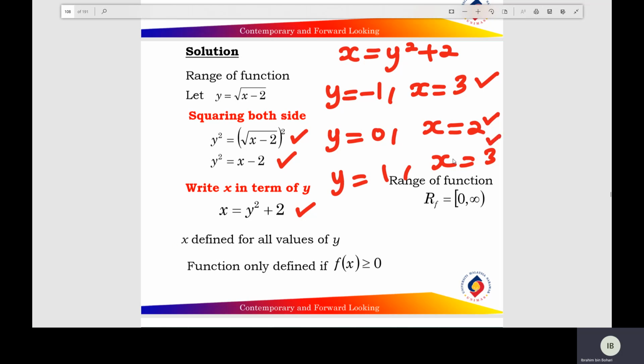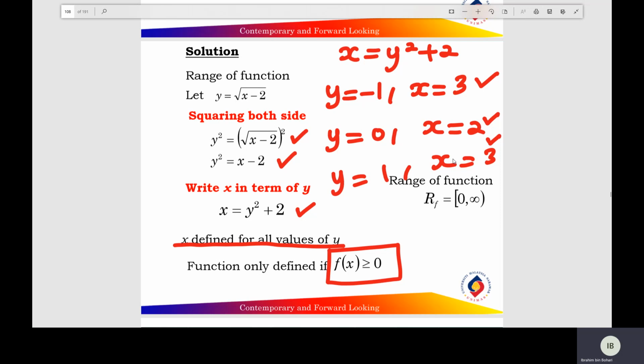Okay, so the value of x here is defined for all values of y. You substitute any value of y, positive 1 or negative 1 or y equal to 0. So x is defined for all values of y. And you check the definition of the square root function. This function is only defined when f(x) is greater than or equal to 0. So you start from the 0 here.